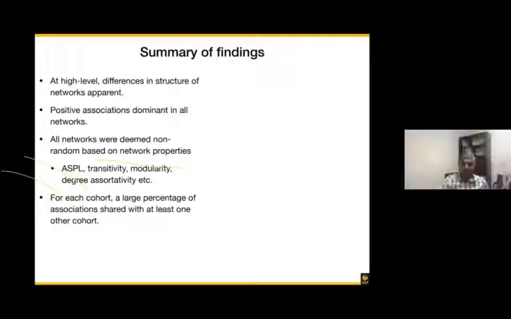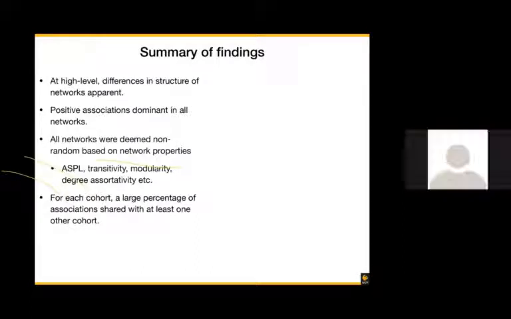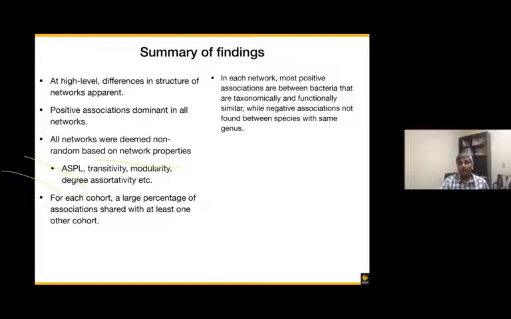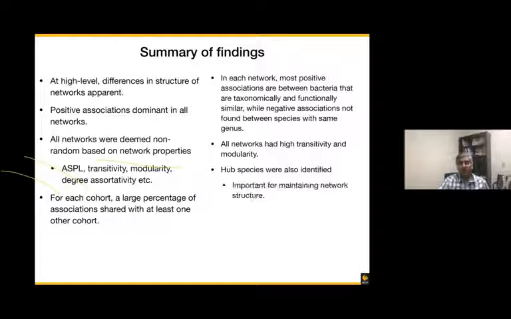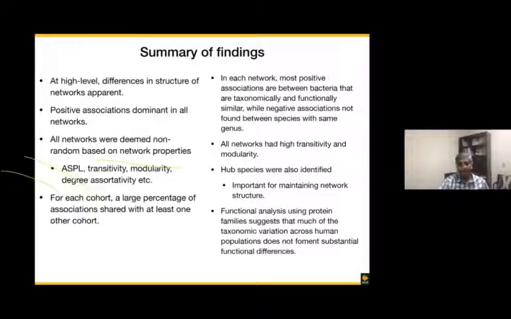And we also found that for each of these cohorts, a large percent of the associations are shared with at least one other cohort. That is, cohorts tend to share edges, okay, associations. We also find that most of the positive associations are between bacterial groups that are taxonomically and functionally similar, while negative associations are rarely found between species within the same genus. We also then identified various features of these networks, I mean, the hubs and the modules within the networks. And so please, if you're interested, you can take a look at the paper where we discuss many of these observations, okay.